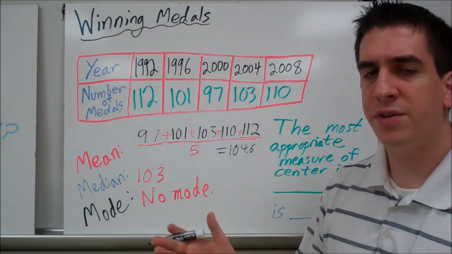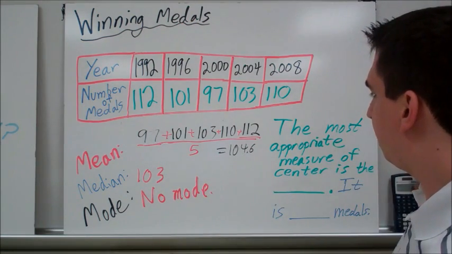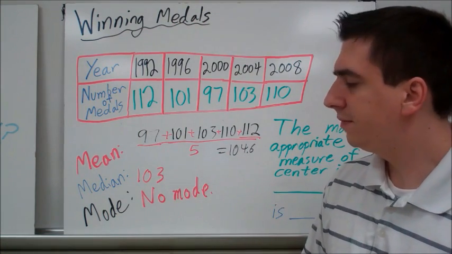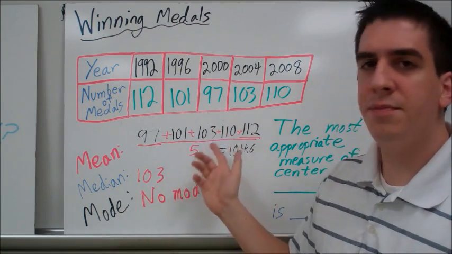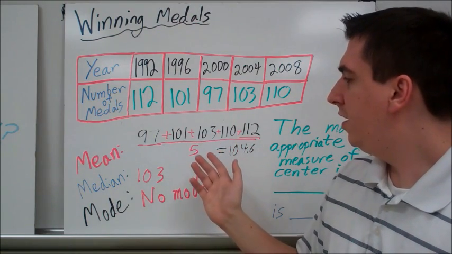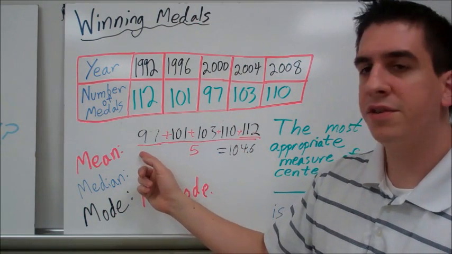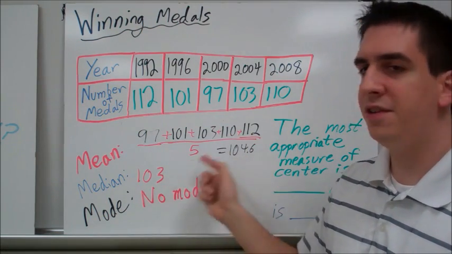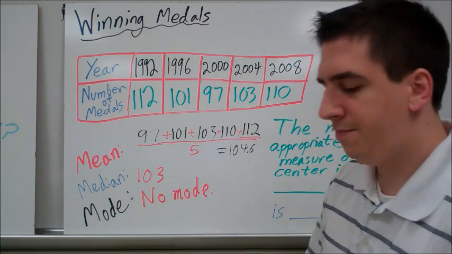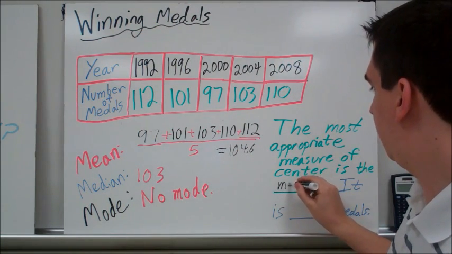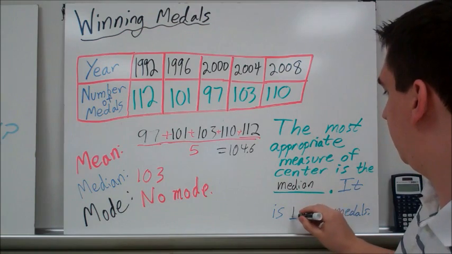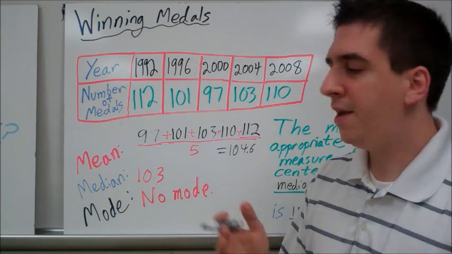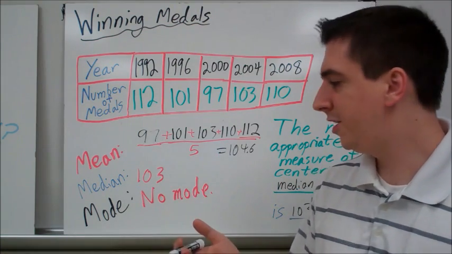Now, which one is the best? Which one is the most appropriate? Let's try to look at these. We have 103 and 104.6. They're both kind of in the middle. They're both measures of center. And 97 is our lowest number, and 112 is our highest. Neither of those are too far away from either of these numbers. I'm going to pick the median, and that's 103 medals.